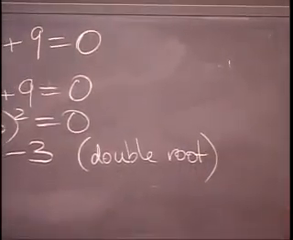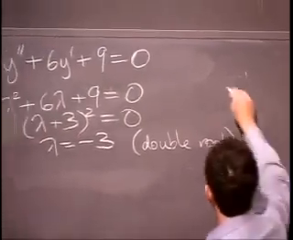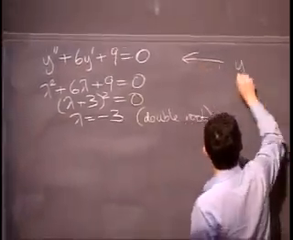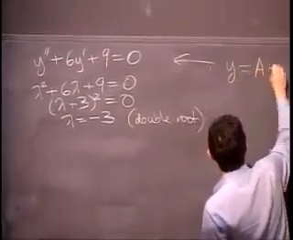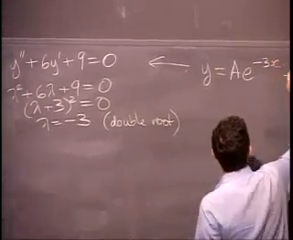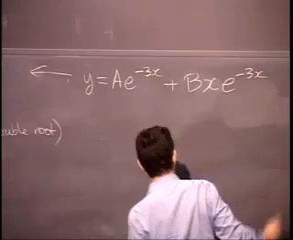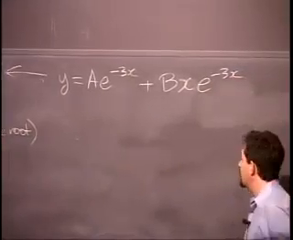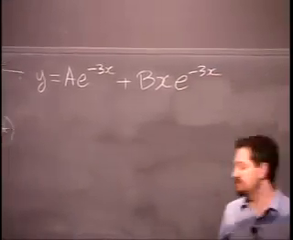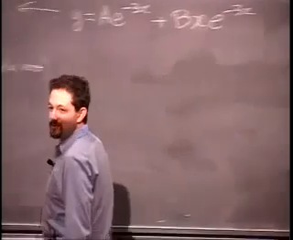So according to the method, the solution to this, you can just write straight down. It's y = a e^(-3x) + b x e^(-3x). And you should probably write that a and b are constants. All right, so that one's fairly straightforward.